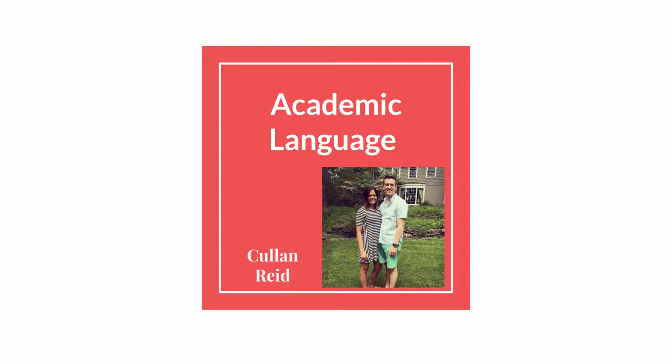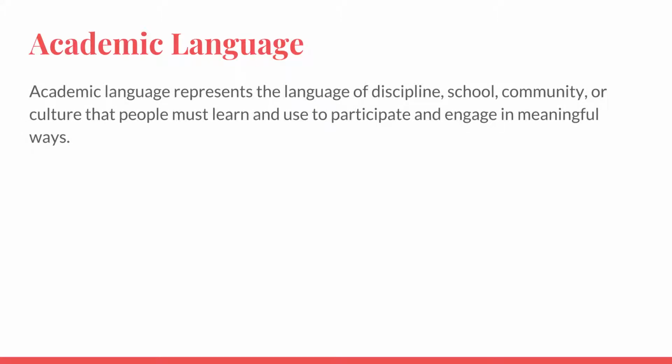Now, what are some areas to consider when writing your submission to EdTPA? Well, there's a lot. There are tons of rubrics that can kind of confuse you as to what you really need to put into your submission. But one thing is clear, you need to understand academic language. So this video, I'll break down the main points you should understand about academic language. The formal definition of academic language represents the language of discipline, school, community, or culture that people must learn and use to participate and engage in meaningful ways.